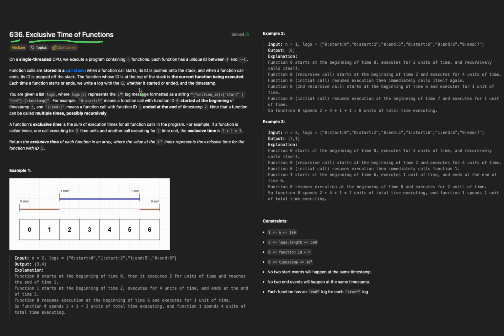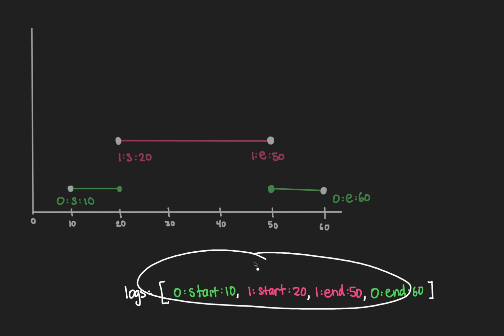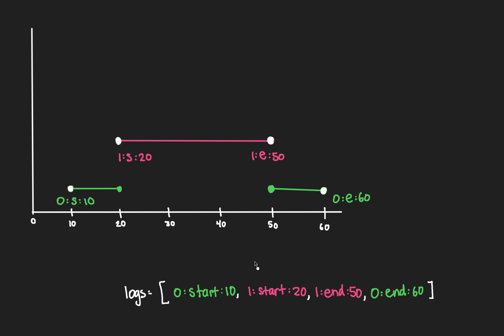Allow me to summarize. We're given a list of logs, in which each log represents a function call on a call stack. Naturally, we ask, what do these colon-separated strings mean? To help answer this, let's visualize these logs a little bit better. Going through what they signify, our first log is a function call whose ID is 0, and it started at a timestamp of 10, as you can see.